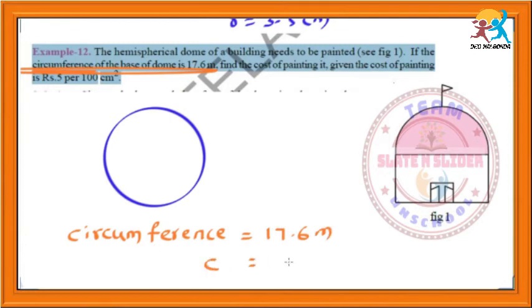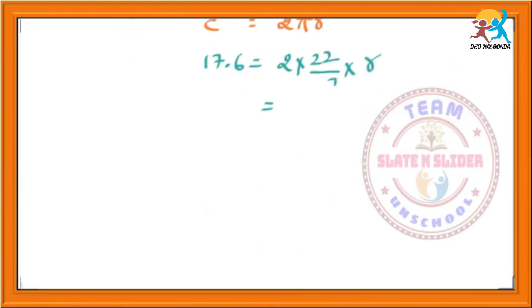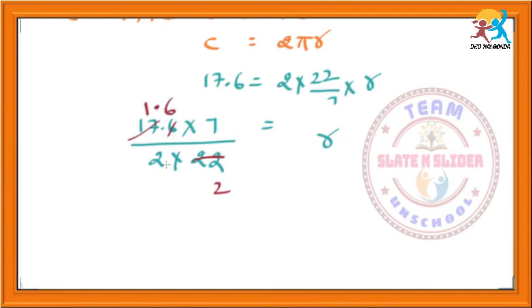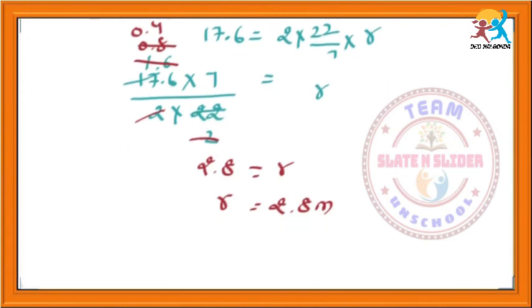The formula for the circumference is C is equal to 2 pi r. So by substituting the circumference, that is 17.6, in the place of circumference, 2 into pi is 22 by 7 into r, we should find out the radius. So by simplification, 17.6 into 7 by 2 into 22 is equal to r. So 11 2s are 22, 11 1s are 0.6, 2 into 0.8. This is radius is equal to 2.8 meters.